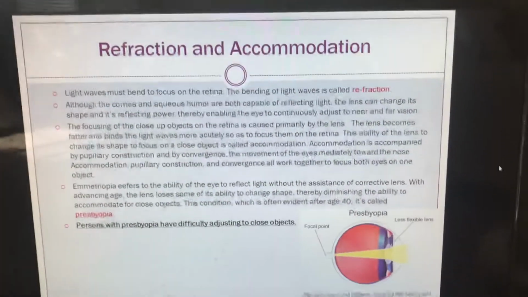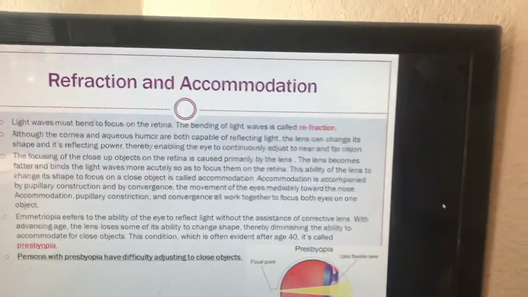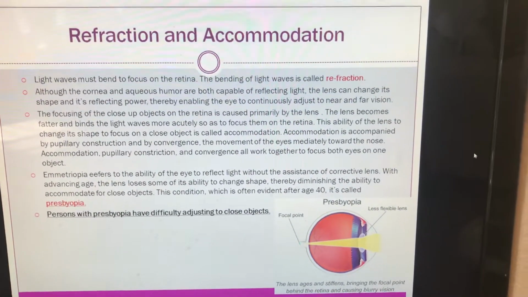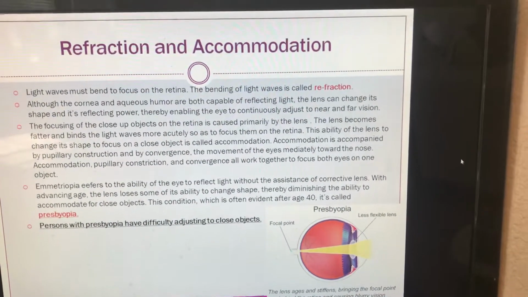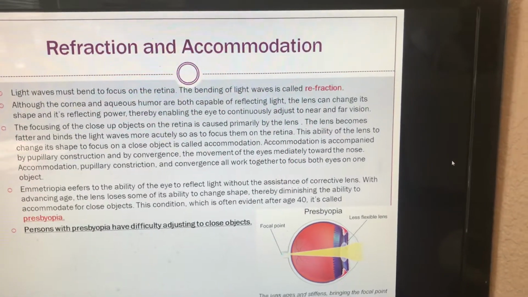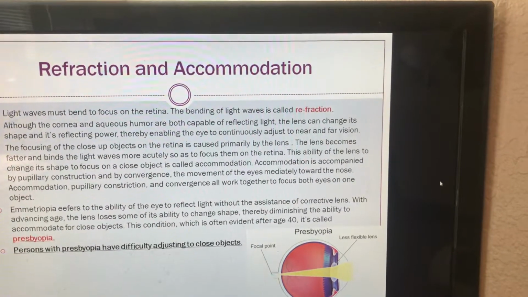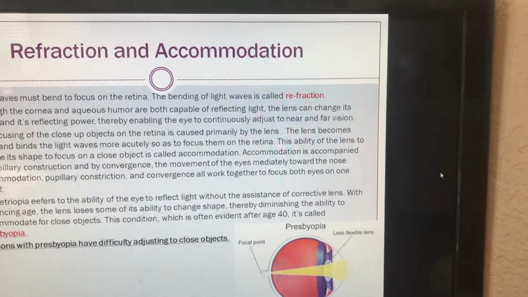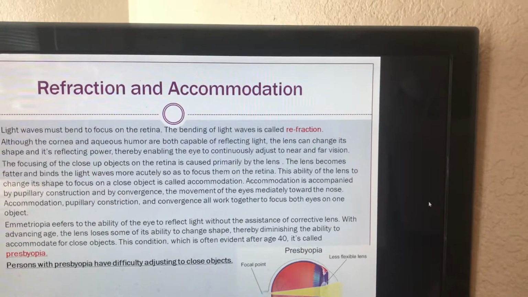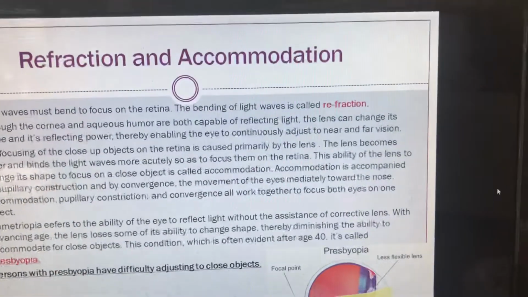So we have what's called refraction and accommodation. And this is basically when you're doing your PERRLA tests. So that's when you're having your patient look at your penlight and they're following it, and you're seeing if the pupils are going to constrict and dilate as the object moves away or closer to them. And light waves must bend to focus on the retina. So the bending of the light waves is called refraction.